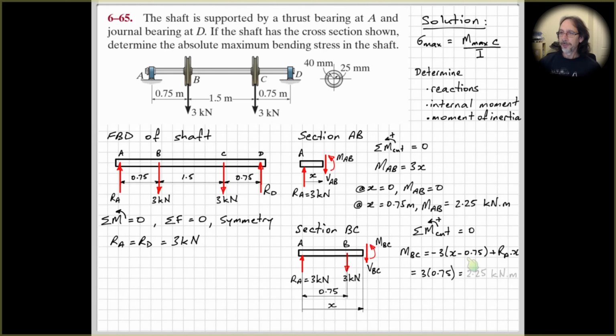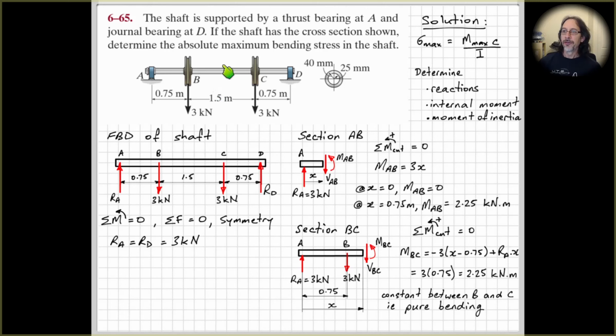All right, so rearranging this equation, R_A, remember, was equal to 3. So here we have minus 3x plus 3x, so that becomes 0. So we just have minus 3 times 0.75 gives us 2.25 kilonewton meters. All right, so what that shows us is that the bending moment is constant between B and C here.